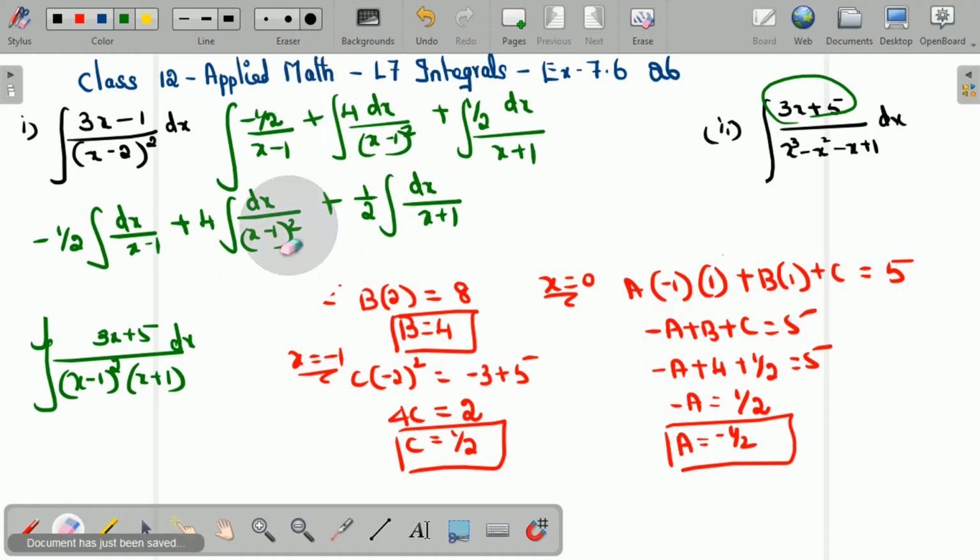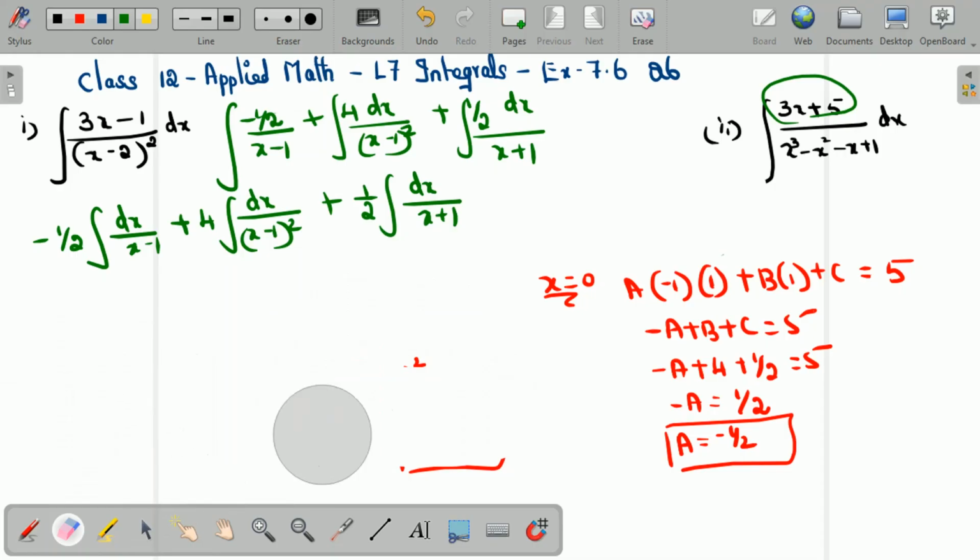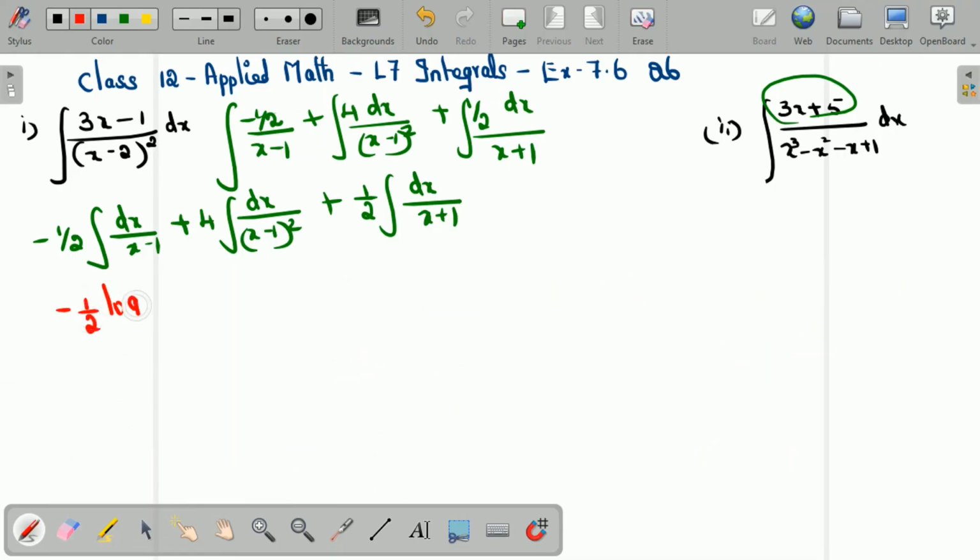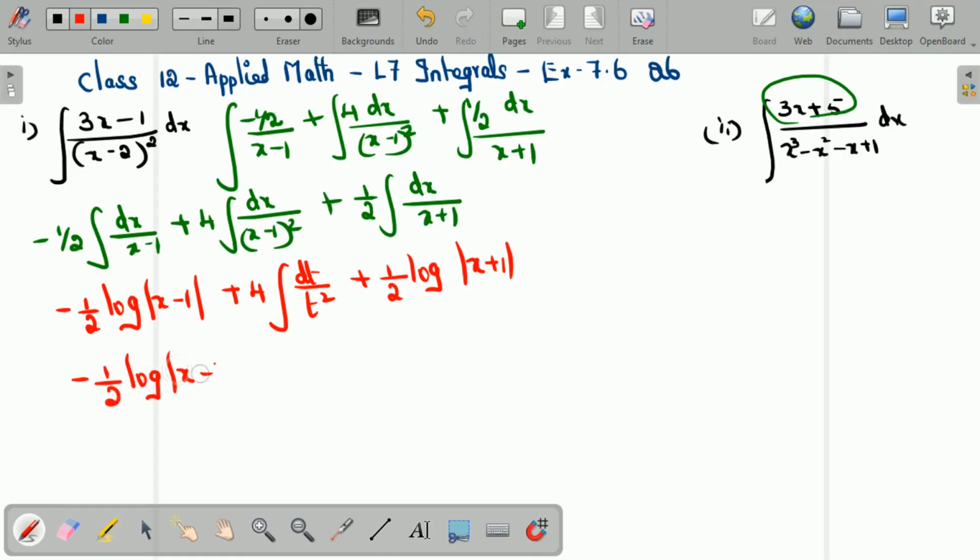The first and the last term actually we can integrate directly. So first let's do that part. In this case it is minus half into log of (x minus 1). This will become plus 4 into integral. I am substituting x minus 1 as t. So this will become dt divided by t squared plus half into log of (x plus 1). So in the next case we will simplify. So this is minus half log of (x minus 1) minus 4 divided by t it will be. So t I can substitute back, which is (x minus 1), plus half into log of (x plus 1), and finally the plus c. So this is the final answer for the second subdivision.